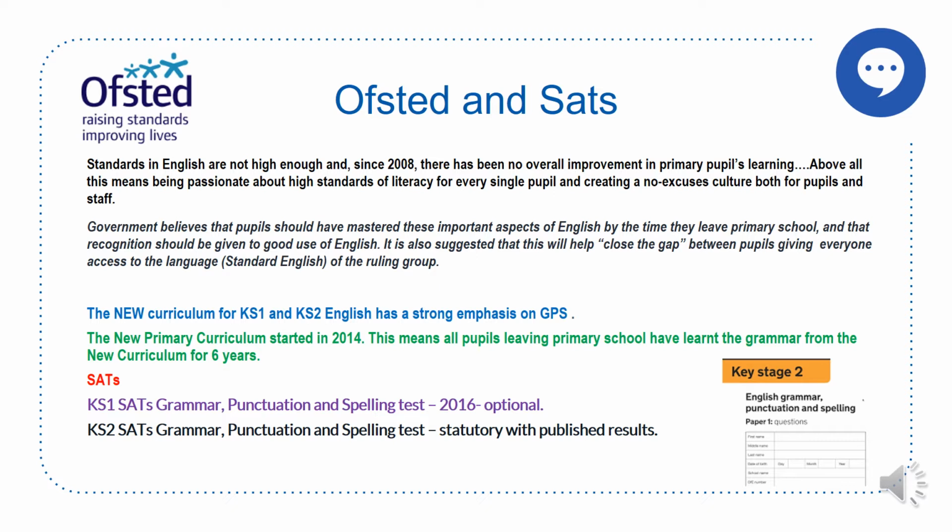It is formalised by a series of SATs papers. In Key Stage 1, it is an optional SAT, although most schools do it, but the results are not published. In Key Stage 2, there is also a grammar, punctuation and spelling test. This is statutory, and the results are published.